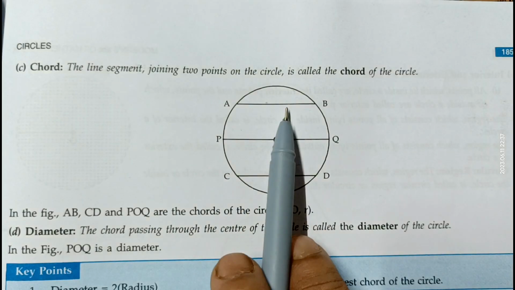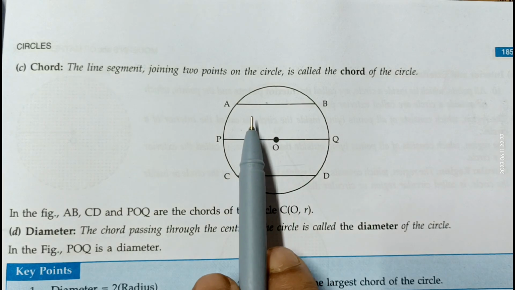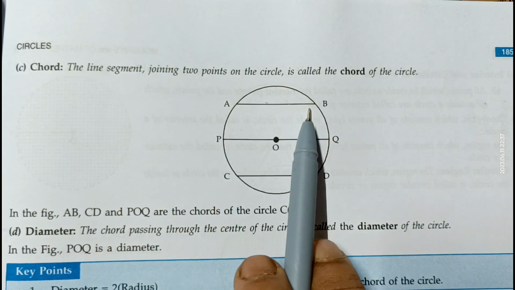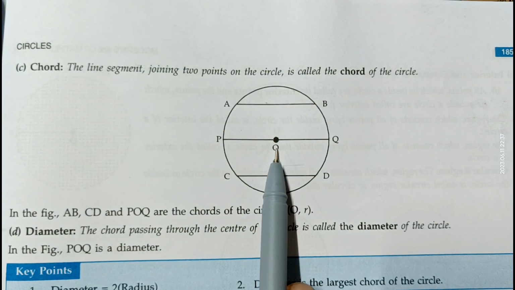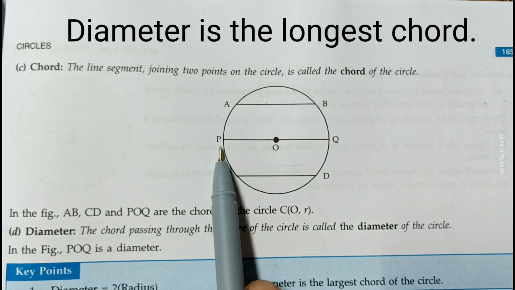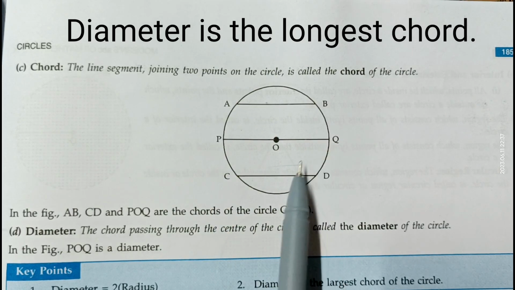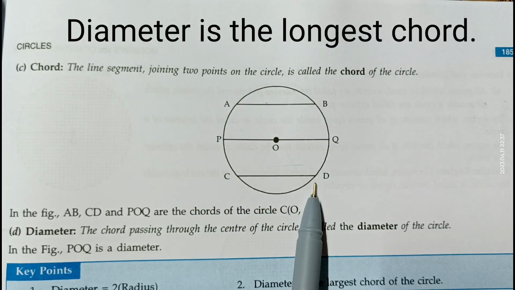Now in this figure there are three line segments. The line segment joining any two points of the circle is called the chord of the circle. So AB is a chord. The chord which passes through the center is called the diameter. So here PQ is the diameter and CD is also another chord.